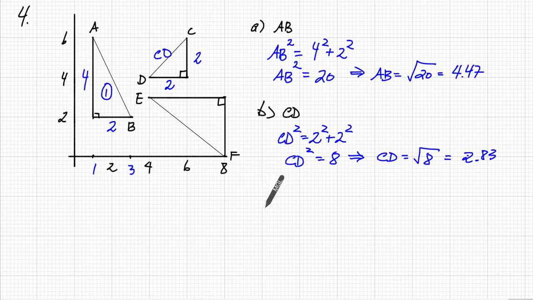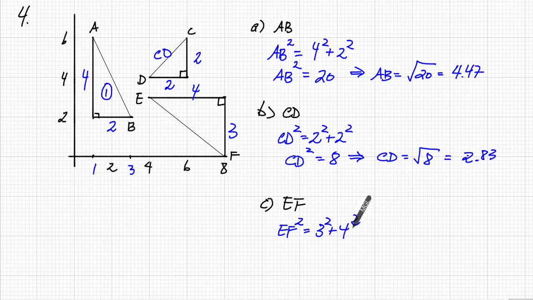And finally, in part C, we want to find the length of EF. And EF is here. So EF squared is equal to the length of this line segment here, which seems to be 4 units in length, and the length of this line segment here, which seems to be 3. So 3 squared plus 4 squared. If you do all the algebra and isolate EF, you're going to see that EF is equal to 5.